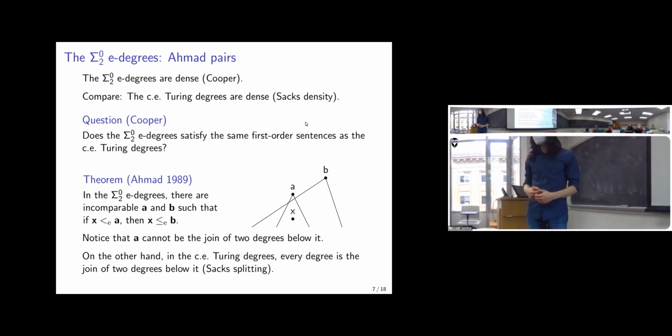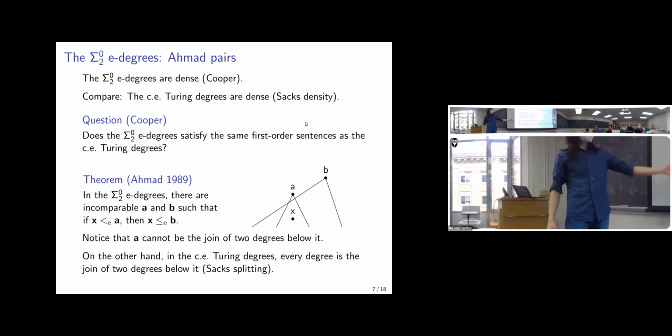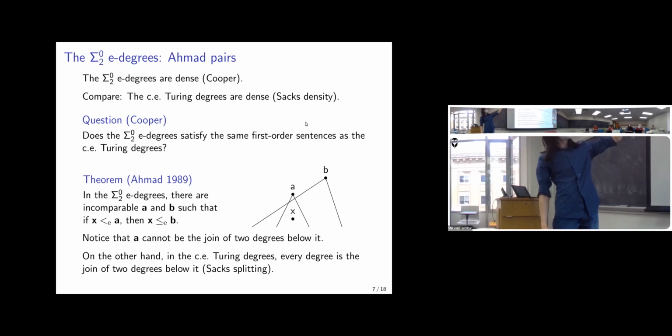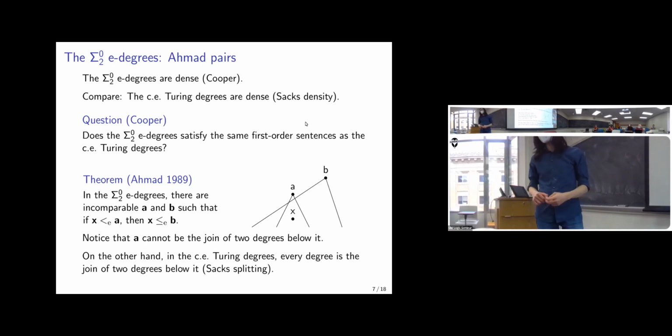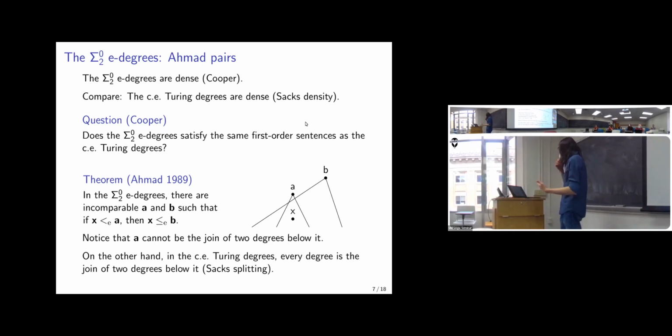That stands in contrast to what happens in the CE Turing degrees, because in the CE Turing degrees, you have splitting. Every CE degree splits into 2 below it. In fact, it even splits as sets and so on. So this is an elementary difference between the structure of Sigma02 degrees and the structure of CE Turing degrees. That's the beginning of the story here.